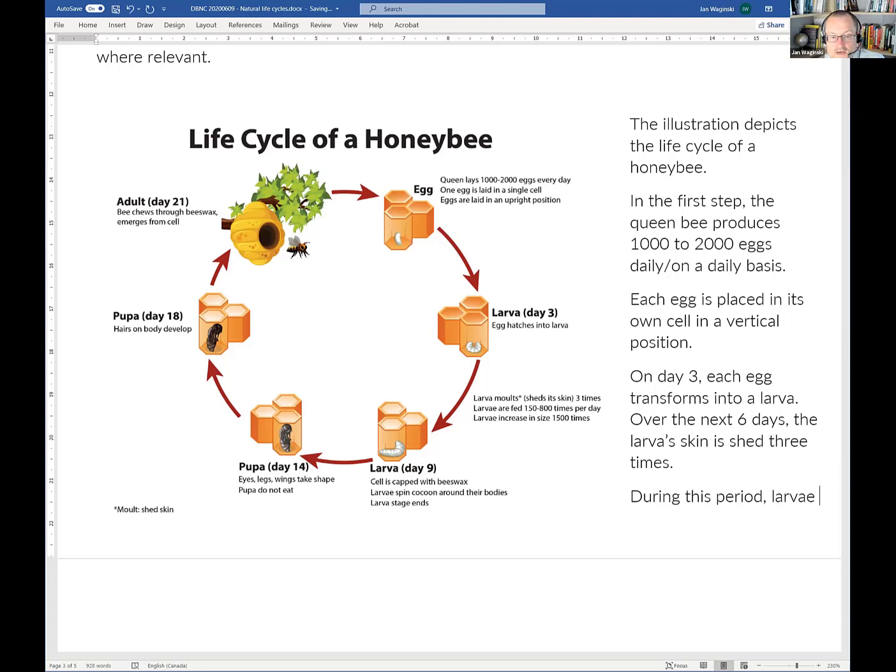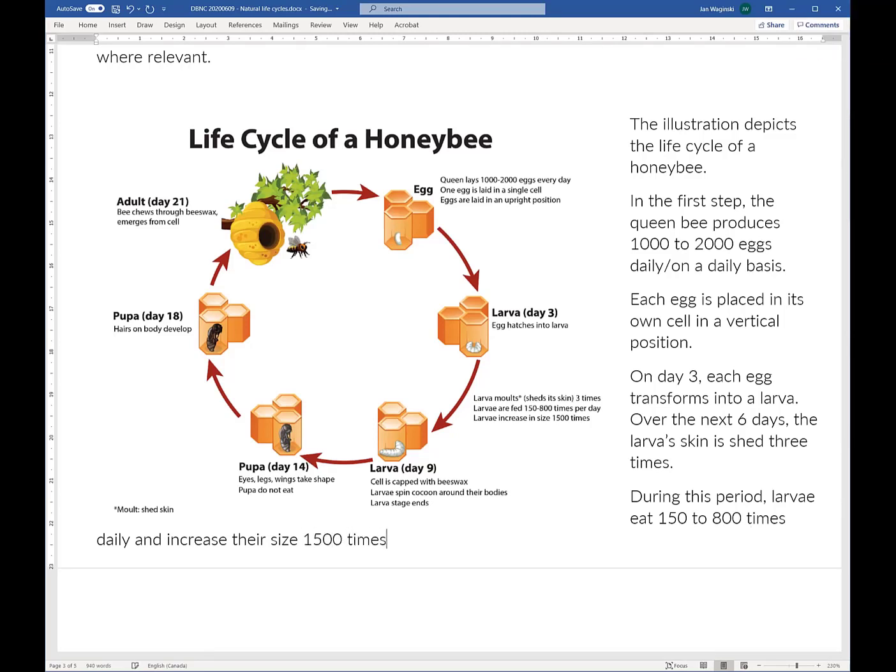What would be a synonym for are fed? Okay. Let's say I am fed 3 times per day. Eating. Eat. Larvae eat times daily and increasing 1,500 times their size. Increase, you can say their size.